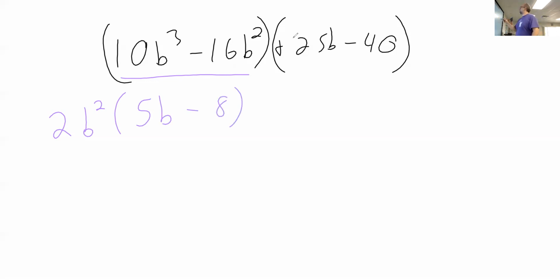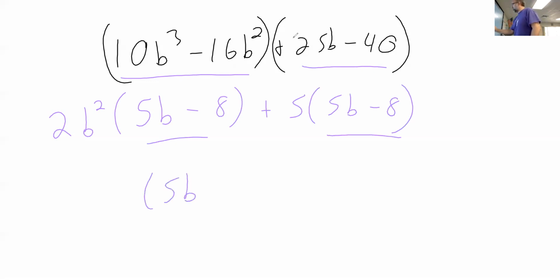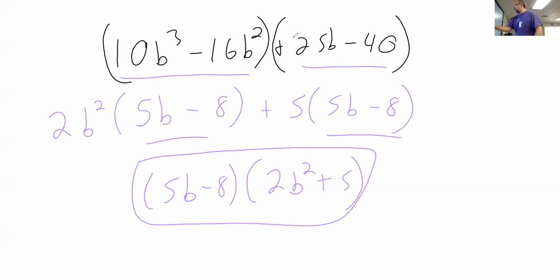And the other one over here, probably a 5 would work. Let's pull out a positive 5, and it brings it down to 5b minus 8. So far so good, because now they match already. It's awesome. 5b minus 8 in their own parentheses. We factor them out together, and this becomes 2b squared plus 5. All right, good job, guys.